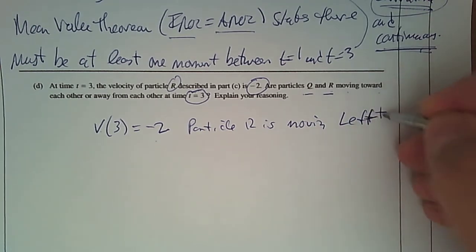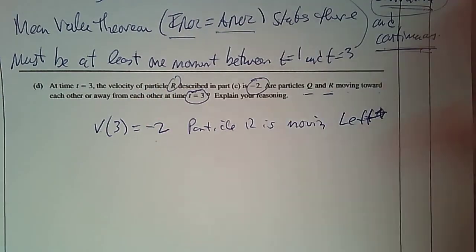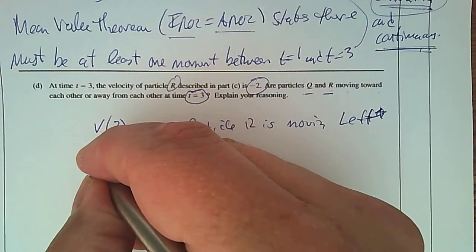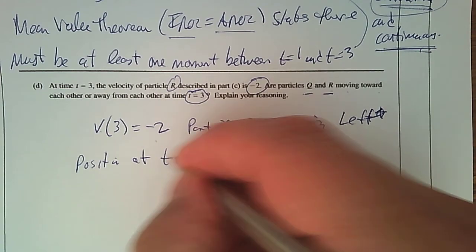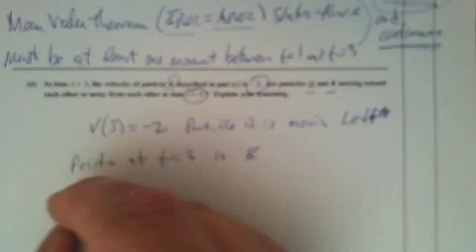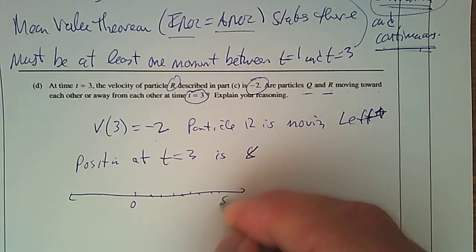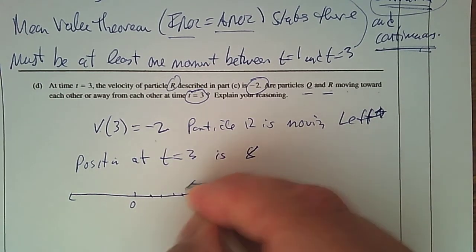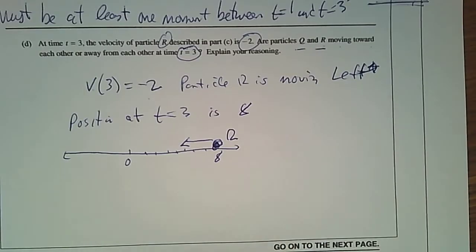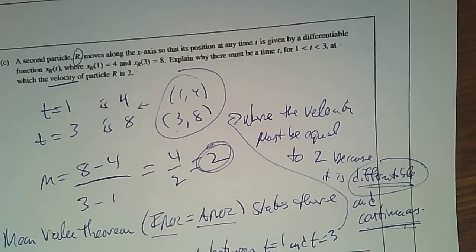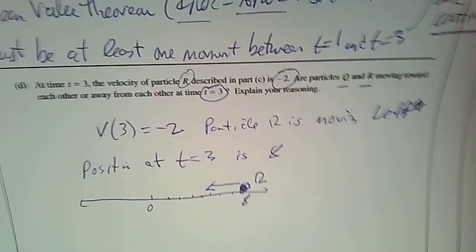Is that how you spell left? I think that's too many t's. I need to know what the position is at 3. And up there it says the position at 3 is 8. So think of a number line. Here's 8, the particle's there, and it's moving in what direction? And which letter do they call that? R. So particle R is at 8, that's what it says up there. And it's moving left from 8.